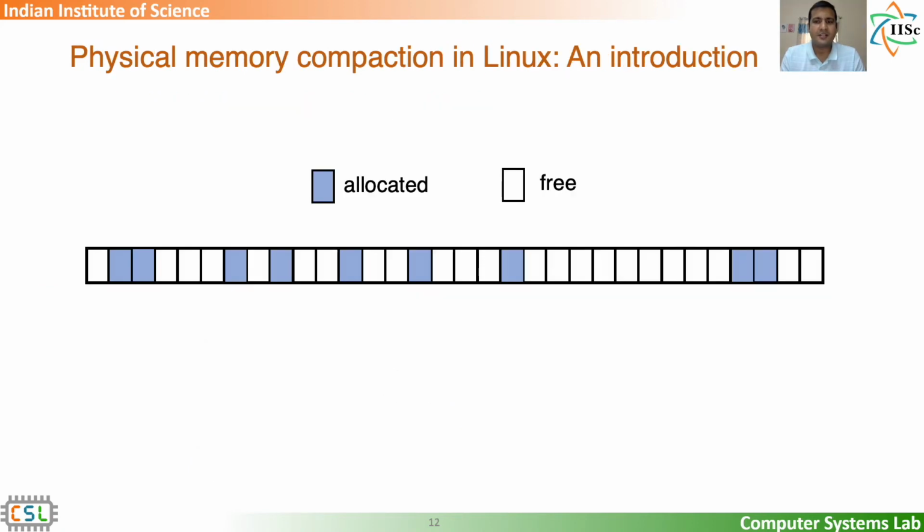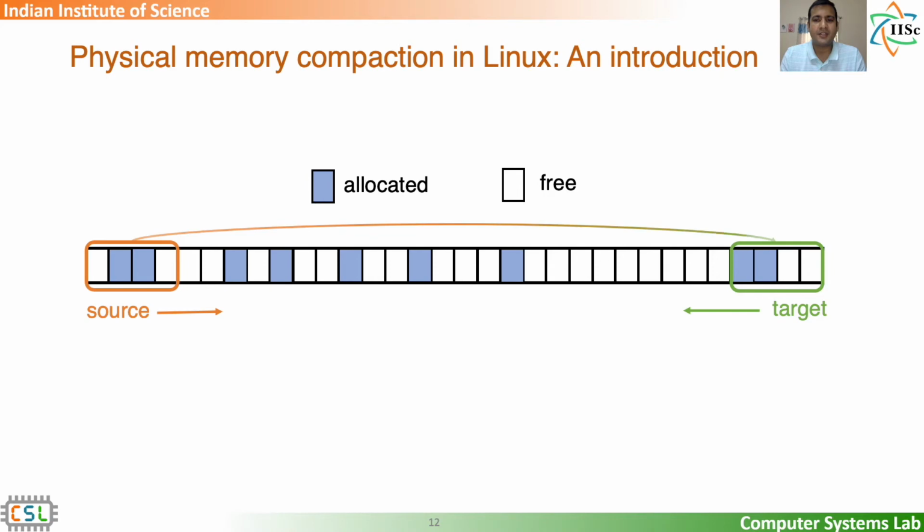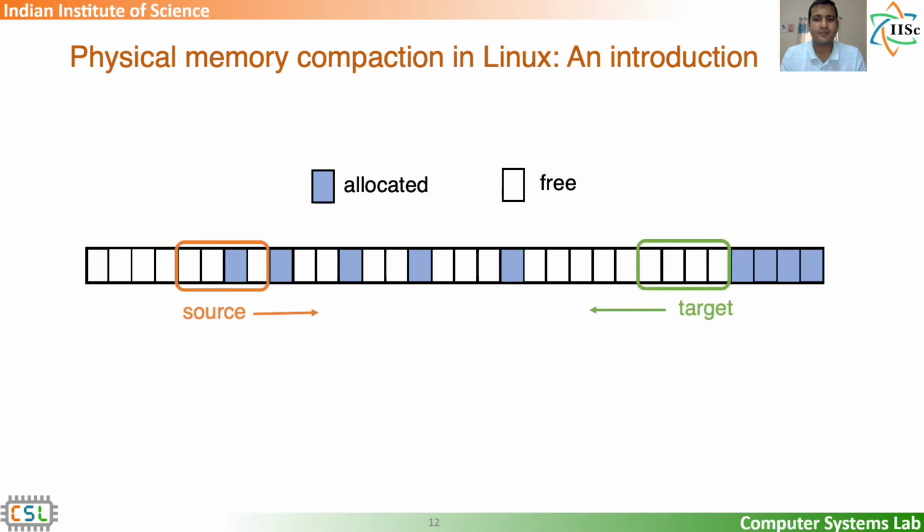Before we discuss our third component, smart compaction, let's take a quick overview of how Linux compacts physical memory to allocate large pages. Linux maintains 2 pointers, namely source and target. The source points to a range of page frames that it wants to free, and target points to a block where the source block's data can be copied. The source pointer moves from left to right, while the target pointer moves from right to left.